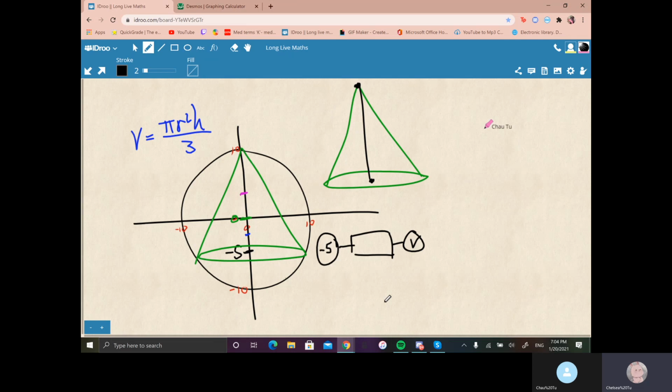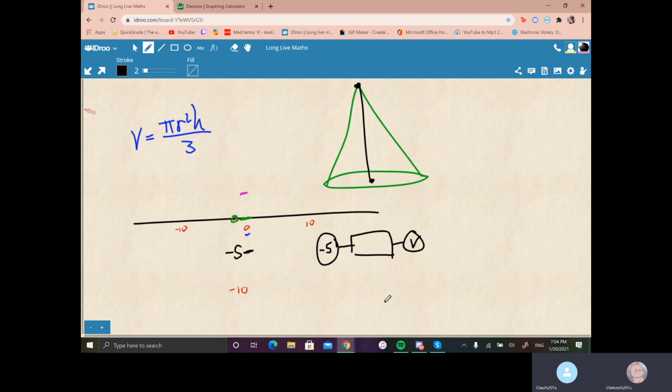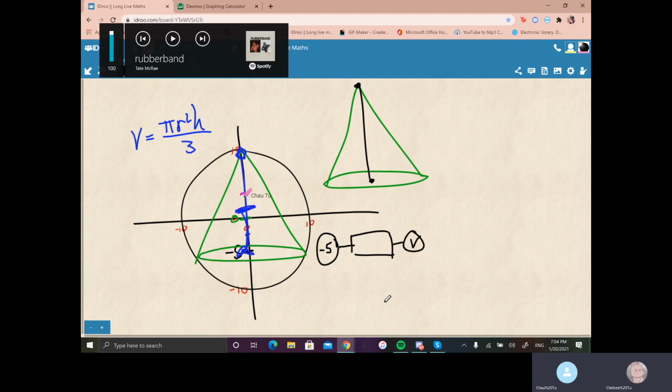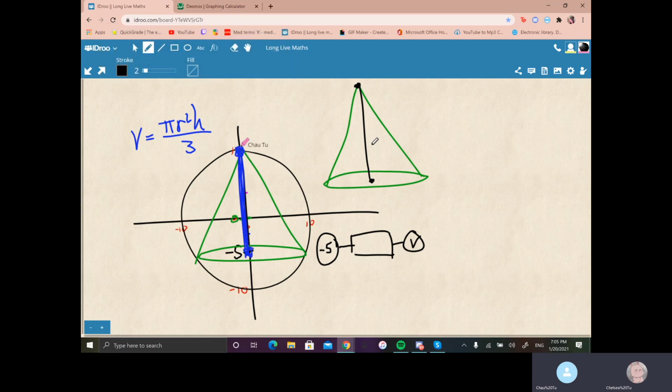Imagine you've got a person here that's located at -5. What's the height of that person? What's the height of this person, Sophie? Basically, what is this height here? That's the height of a cone. 10 plus something. Yeah, what's the height of that cone?